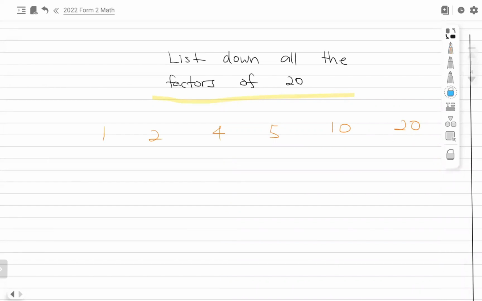If I change the number now to algebraic, 20xy, can you try it again? What are the factors of 20xy? Still the same question: factors of 20xy, meaning the algebraic term 20xy can be divided by what else? It will be a long list. I think it will be more than 10.